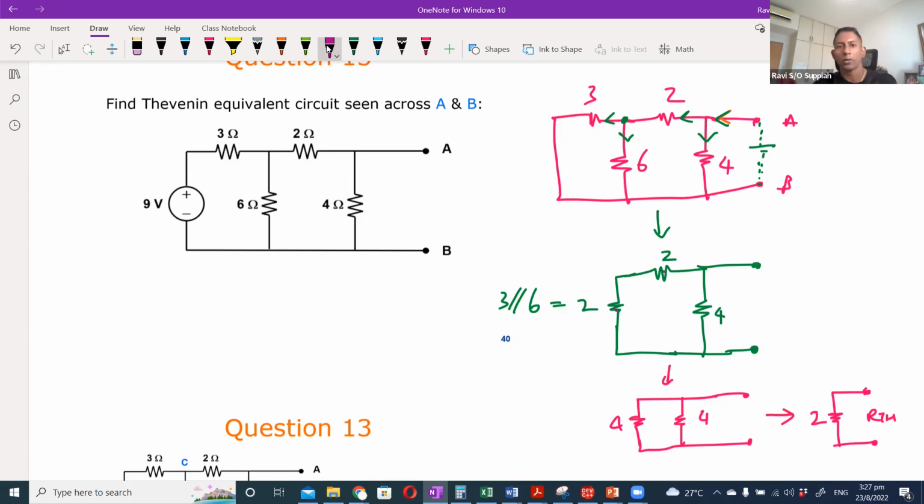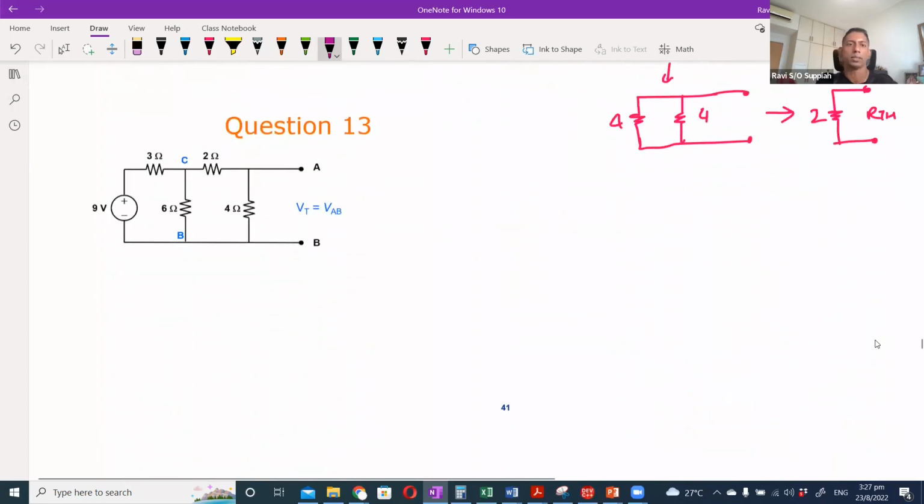Okay, how about your VTH? So to calculate VTH, we again start from the end and work backwards. Okay, so this is what we want to find, VT. All right, so we know that this is open circuit voltage. Open circuit voltage means there is nothing flowing here. That means whatever current flowing through the 2 ohm resistor is the same going to the 4 ohm resistor, which means that 2 and 4 are in series.